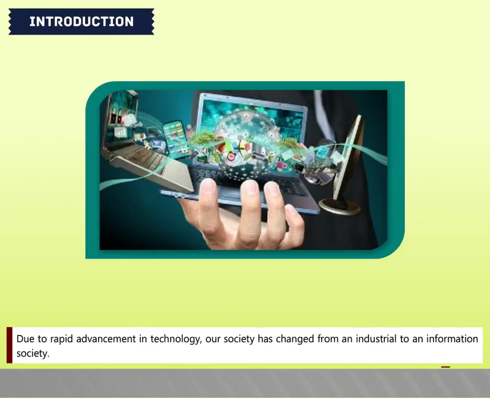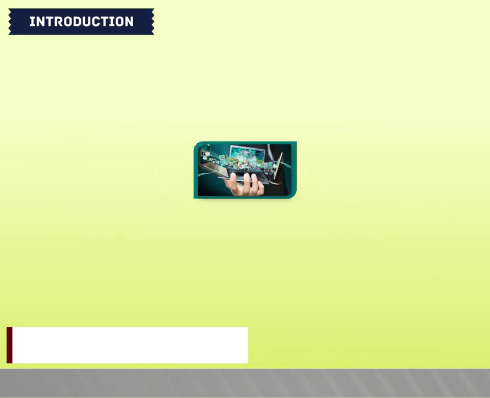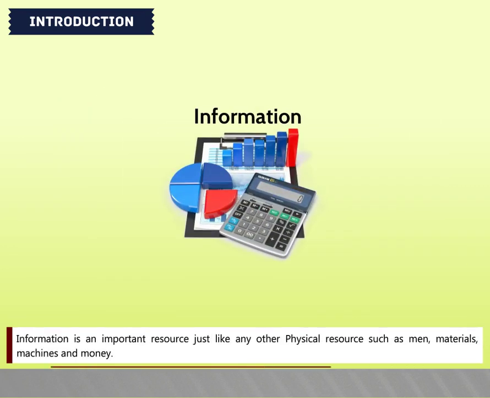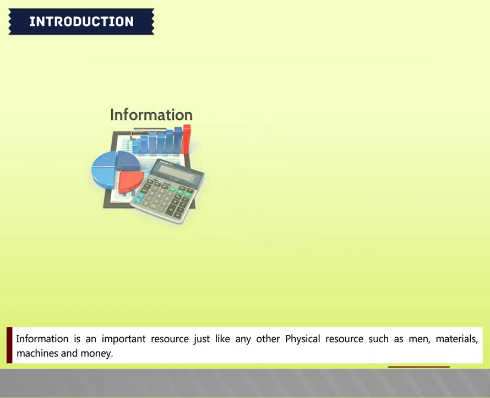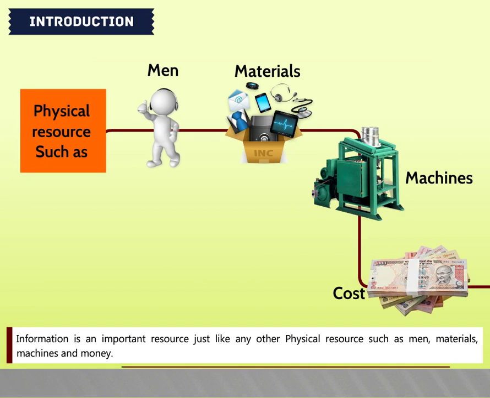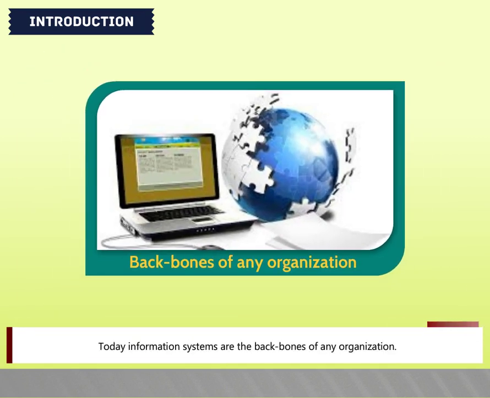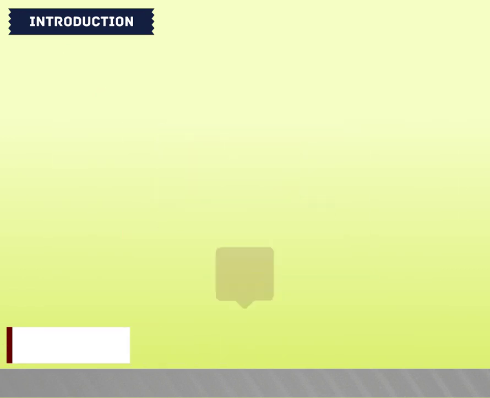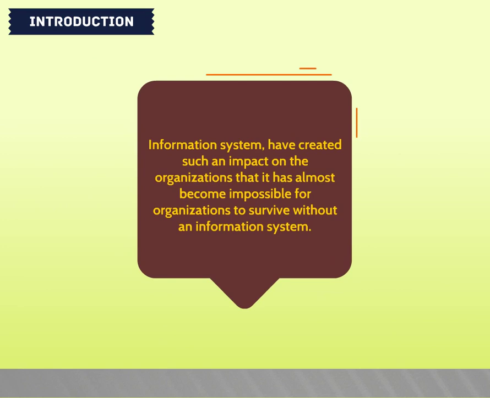Due to rapid advancement in technology, our society has changed from an industrial to an information society. Information is an important resource just like any other physical resource such as men, materials, machines, and money. Today, information systems are the backbones of any organization. Information systems have created such an impact on organizations that it has almost become impossible for organizations to survive without an information system.